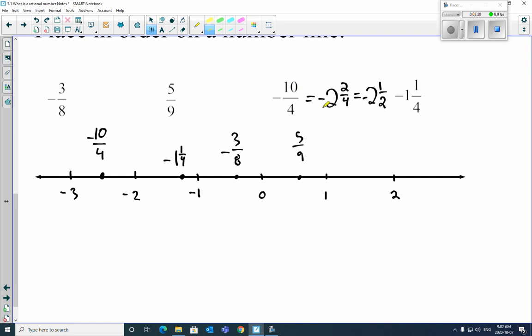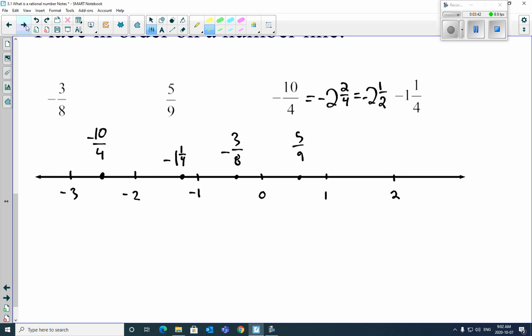Negative 10 over 4 is the same as negative 2 and 2 over 4, which is negative 2.5, which is right here. You see how we put the original number, not the negative 2.5. We put the original improper fraction there. Negative 1.25: there's negative 1, negative 2, so negative 1.5 would be there, and negative 1.25 is right about there. So it's just a matter of setting up your number line and putting the numbers on correctly.